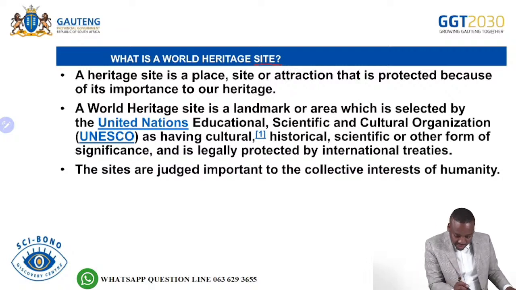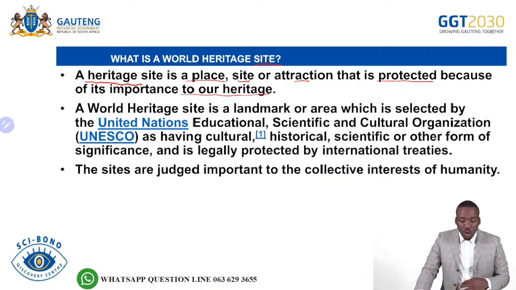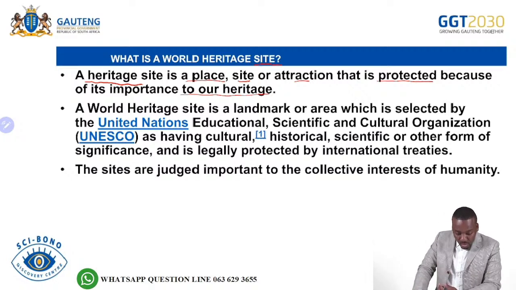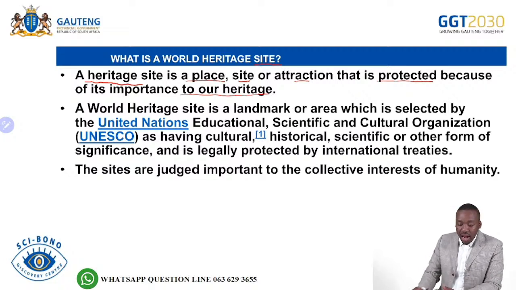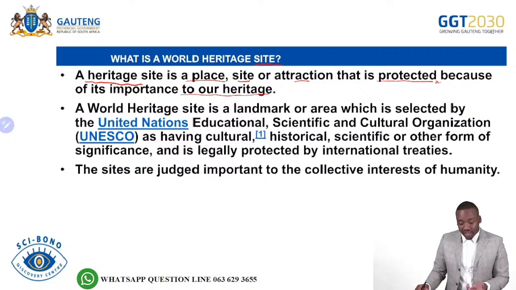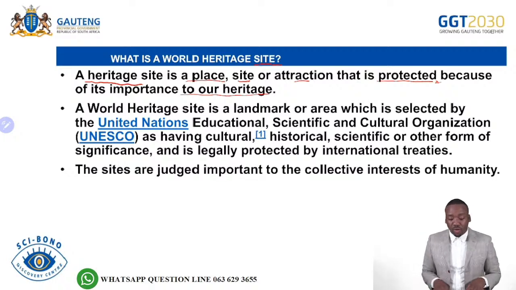A heritage site, from grade 10, we are saying it is a place or a site or an attraction. But what happens at this attraction? We are saying this attraction is protected because of its importance to our heritage. So a heritage site is a place, a site, or an attraction that is protected because of its importance to our heritage. When you're talking about our heritage, it is about our past, our different cultures, and so on.